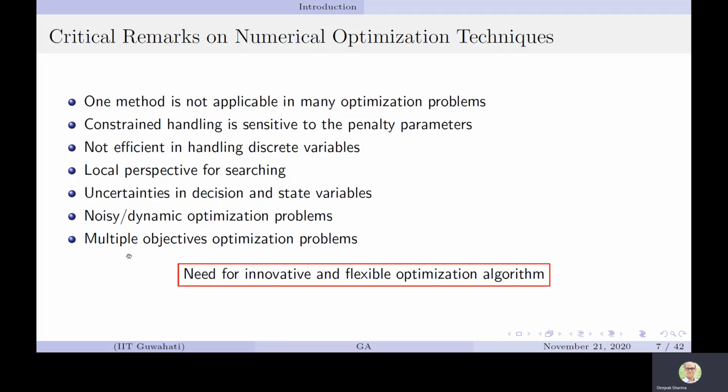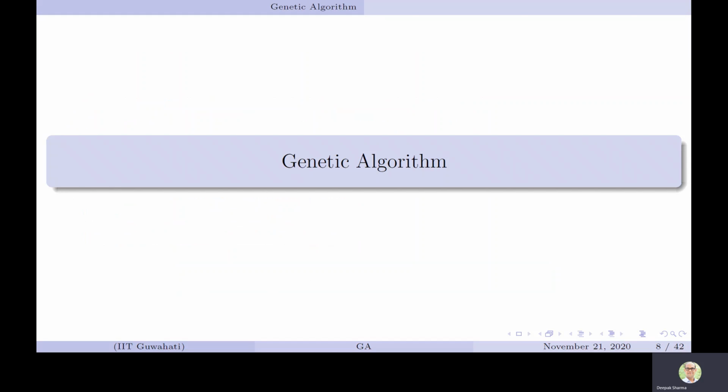Moreover, when we have more than one objective, that we call a multi-objective optimization problem, numerical optimization techniques may not be so efficient for generating many optimal solutions. So looking at all the critical remarks here, our need is to come up with an algorithm which should be innovative and flexible. So the answer to this particular question is genetic algorithm.